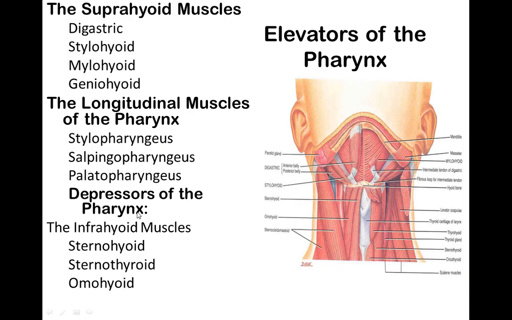And the depressors of the larynx are the infrahyoid muscles: sternothyroid, sternohyoid, and omohyoid. Here this is the strap muscle, sternothyroid, and this is the omohyoid muscle.